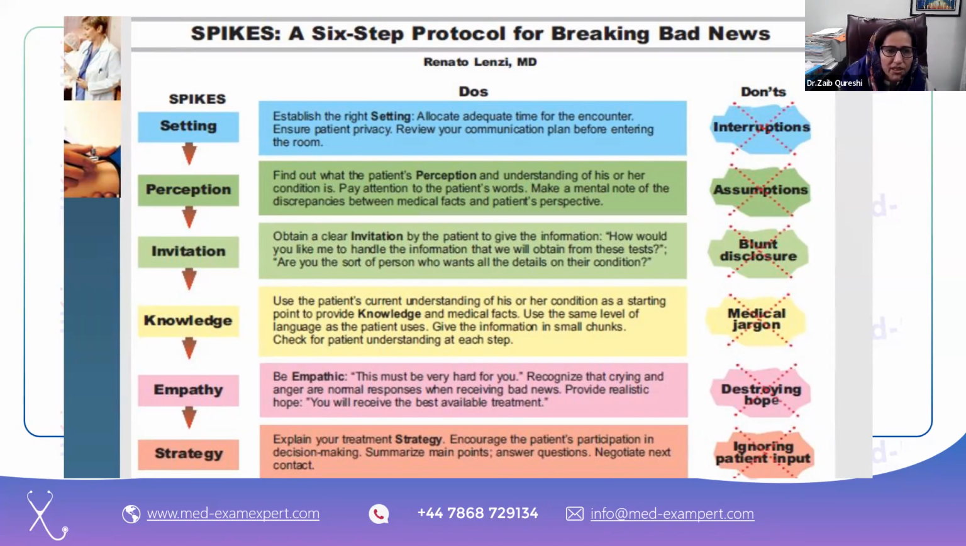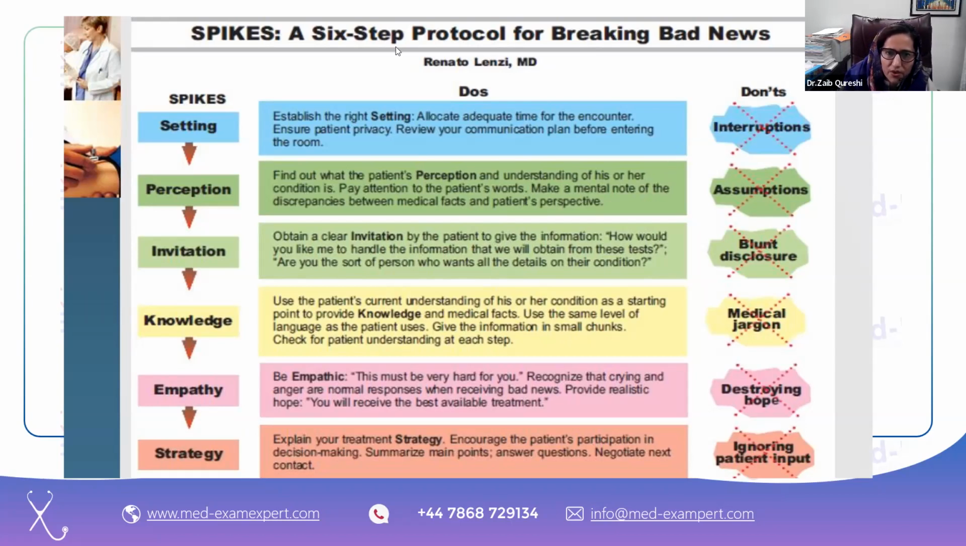Okay, so then the second thing for the SPIKES protocol is going to be the perception. Perception means what is the patient's perception and understanding of his or her condition. Like we always say, have you ever heard about it? So I have your ultrasound report with me, and in it, it shows this. So have you ever heard about it?